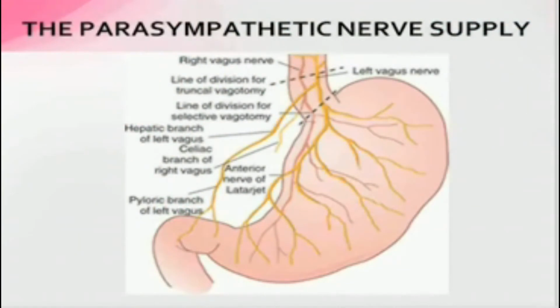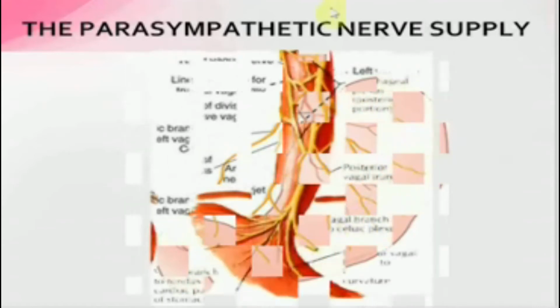The parasympathetic nerve supply is from the anterior and posterior vagal trunks and their branches, which enter the abdomen through the esophageal hiatus. The anterior vagal trunk, derived mainly from the left vagus nerve, usually enters the abdomen as a single branch that lies on the anterior surface of the esophagus. It runs towards the lesser curvature of the stomach, where it gives off hepatic and duodenal branches. The rest of the anterior vagal trunk gives rise to anterior gastric branches.